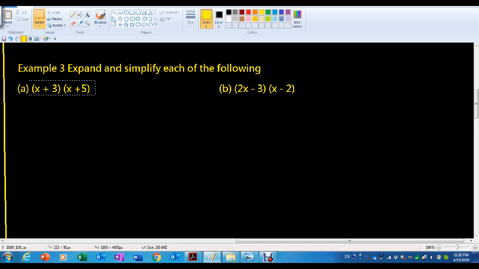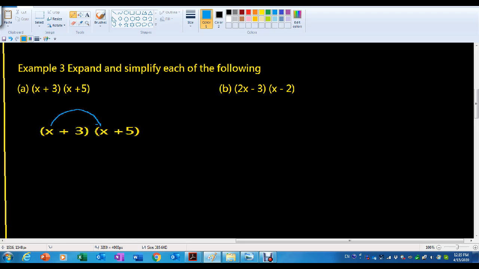For the first one, what's the question about? It's about expand and simplify. Expand means you need to get into the expanded form. Simplify means after you expand them, you need to collect some like terms. First, let's apply the FOIL method. I possibly need to make the space longer so it's easier for me to write. So, do you still remember the FOIL method? Let's see the FOIL method first.